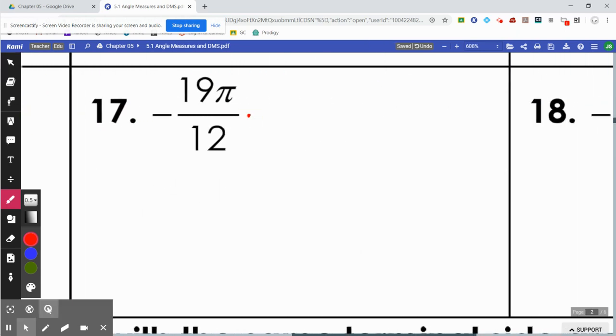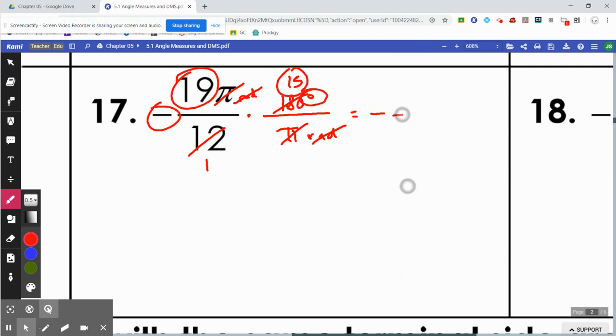Number 17, I'll do it the other way one more time just to show you. Since this is in radians, I wish they would put the abbreviation there. We're going to multiply by 180 over pi, because again, 180 and pi is the same thing. Radians cancel, pi's cancel. 12 and 180 cancels, leaves you with 1 and a 15. So on top, you're left with a 19, a 15, and your degree symbol and the negative. So negative 19 times 15, I don't really need a fraction bar anymore, gives you 285. You're left with your degree symbol, so negative 285 degrees.